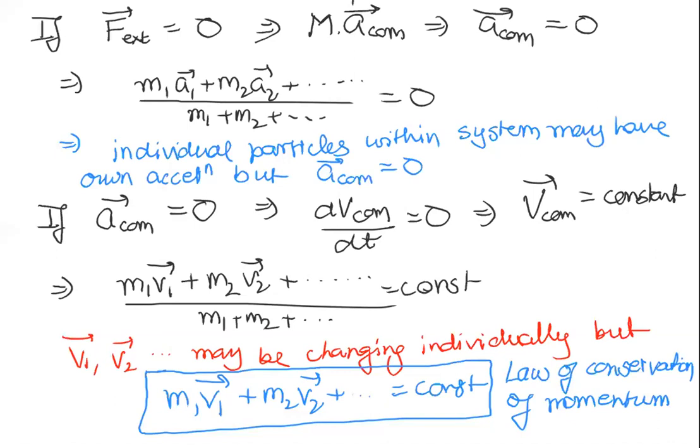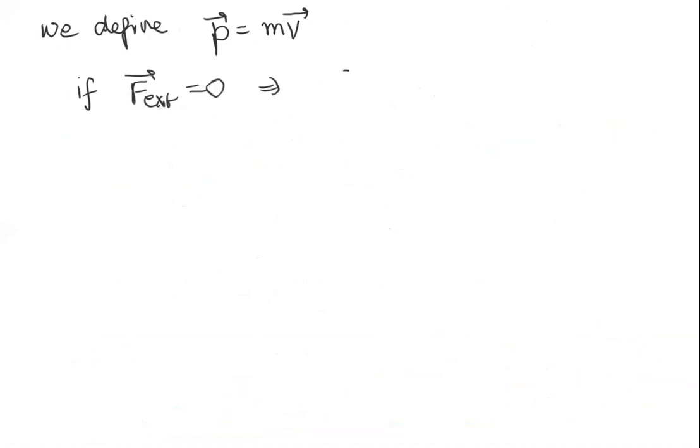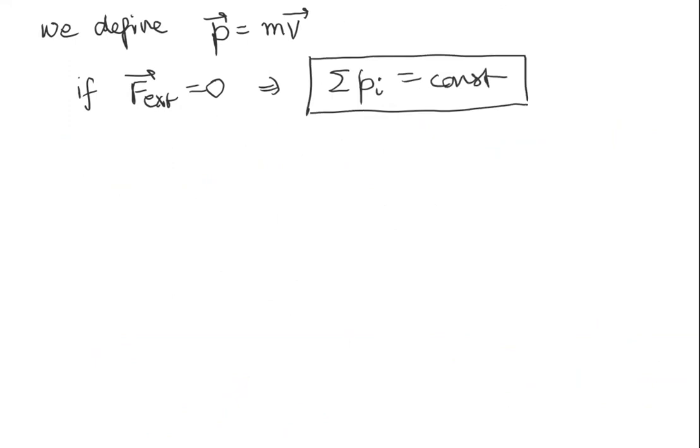So let me just write this in a better way. We define momentum is equal to mv. And then we say that if F external is equal to zero, this means that the summation of momentum will remain constant. Right? And this is going to be the highlight of today, and maybe the next lecture as well. This is an extremely, extremely powerful tool that we are introduced to: the law of conservation of momentum, law of conservation of linear momentum.